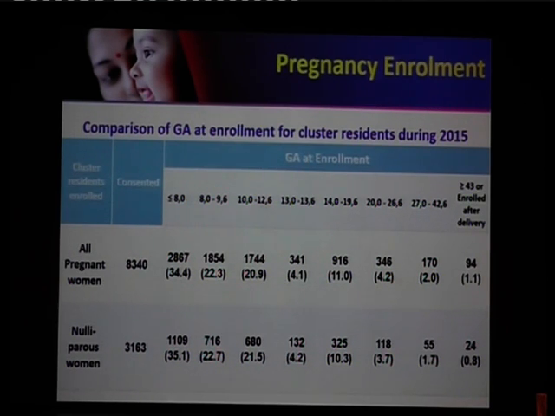This is for the year 2015. This represents that we consented 8,340 women, and their gestational age at enrollment. Almost 82% of the pregnancies are enrolled during the first trimester. This is nulliparous women who conceived for the first time. It is almost 82% for 2015. This is going to be very critical for our next study, that is the preterm birth prevention study, or the aspirin study.